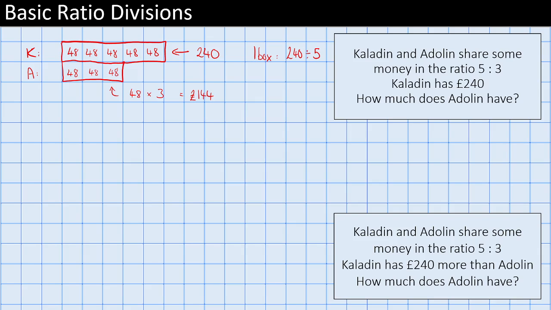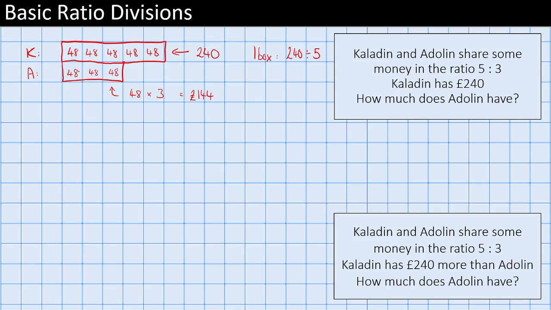Okay, and box diagrams like this, if the ratios aren't too big, can be very, very helpful. If the ratio numbers are quite large, then it might not be the best thing to do. You might need to think instead about, okay, what would I need to divide by to get 1 part? What would I need to multiply by to get 3 parts?